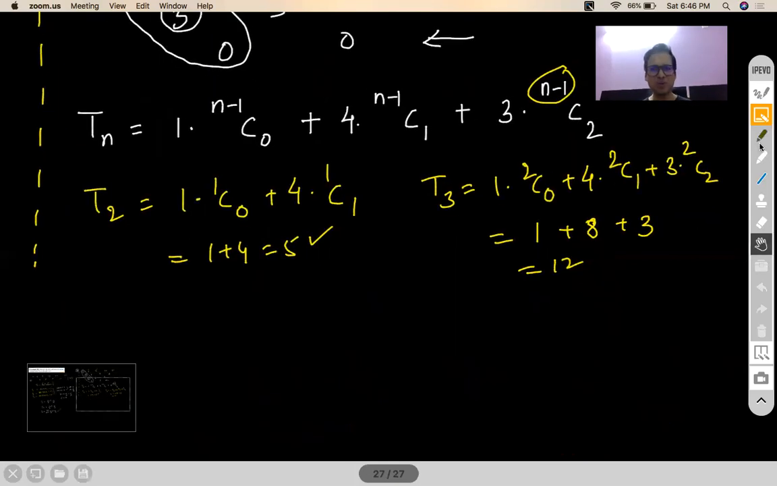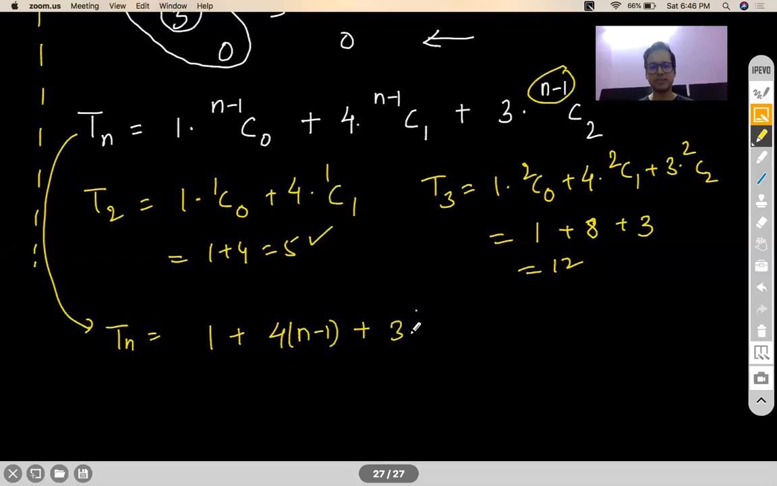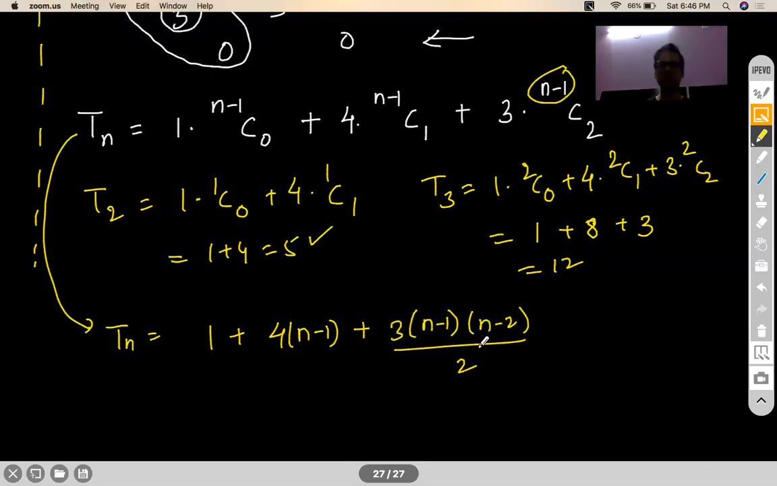Now, if you don't want to write your answer in terms of C, you can also write in terms of the expansion. So just write it in an expanded form. So this will be actually a 1 only. This will be 4 times n minus 1. This will be 3 times n minus 1, n minus 2 by 2. Okay. No need to simplify it.